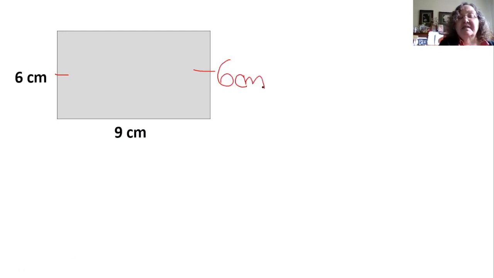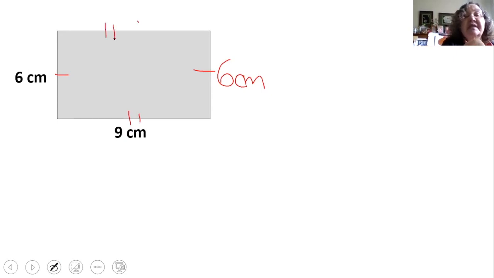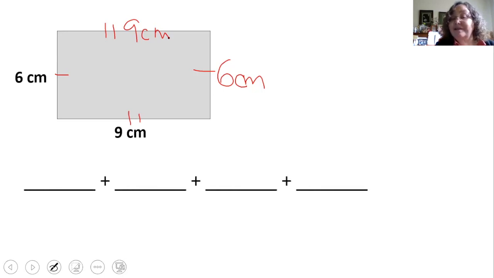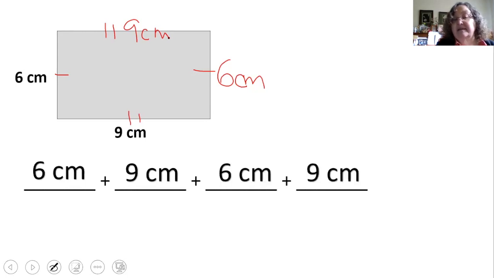And if this side is 9 centimeters, the top is also congruent with the bottom. So I know that this one is also 9 centimeters. Beautiful. So now I have my 4 measurements that I have to add. And I have 6 plus 9 and 6 plus 9. I can do it 2 or 3 different ways. I think in my head, I always love doubles.